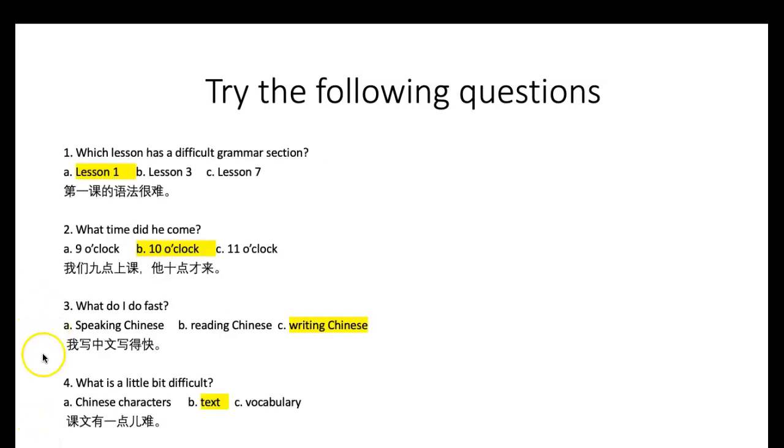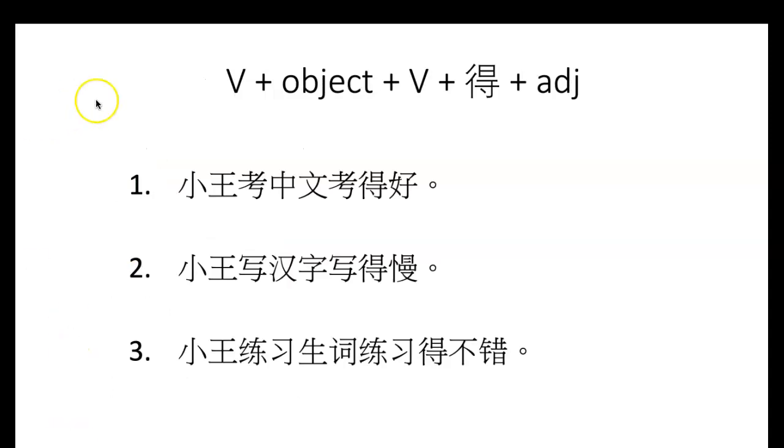Okay, so how did you do? I'm sure you did pretty well. So next, let's move to the next section, grammar. So I will highlight some grammar points that you need to review before you take the test.